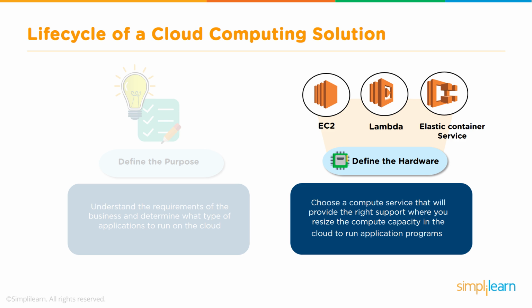Meaning, choose the compute service that will provide the right support where you can resize the compute capacity in the cloud to run application programs. Getting a sound understanding of the requirement helps in picking the right hardware. One size does not fit all. There are different services and hardware for different needs you might have, like EC2 if you're looking for IaaS, Lambda if you're looking for serverless computing, and ECS that provides containerized service. So there are a lot of hardware options available. Pick the right hardware that suits your requirement.